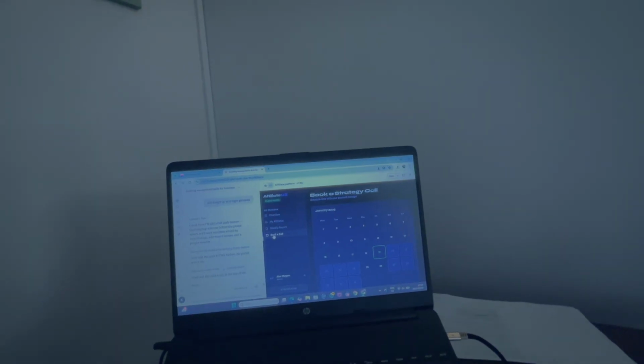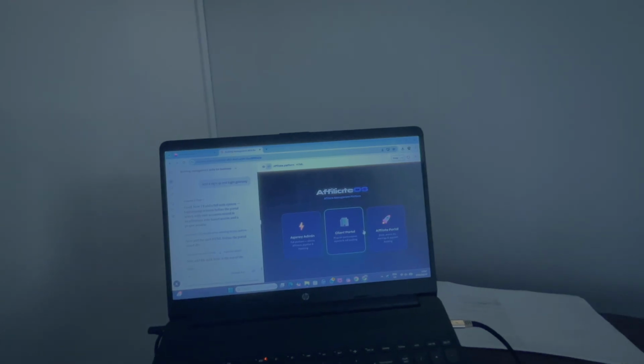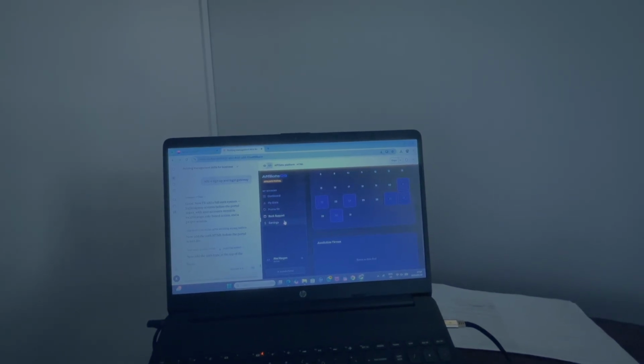Here are the clients' affiliates, weekly reports, book a call, right? So the book a call one's for us, if they want to speak to us. And then here's the affiliate portal, right? For the affiliates: dashboards, their stats, promo kit, which would be general information for them. Book support and earnings, overall earnings, right?